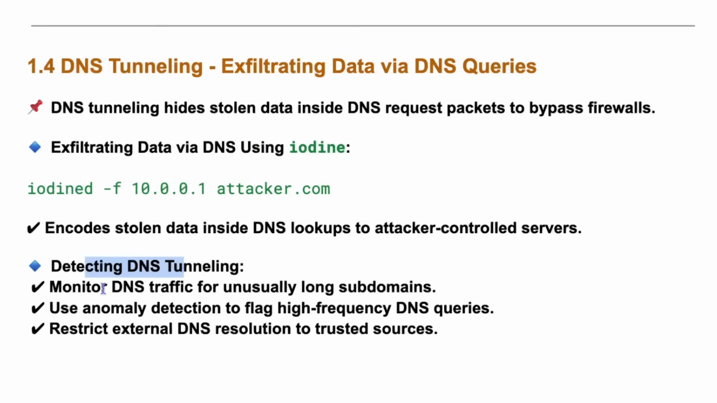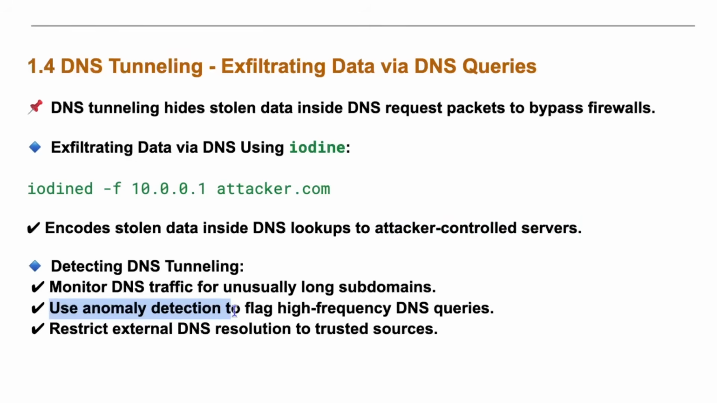So for detecting DNS tunneling, we have monitoring of the DNS traffic for unusually long subdomains, which is one of the hints. It's never going to be something like a short domain name. Long subdomains typically imply that there's some kind of attacker-controlled server that the data is being transferred to, or the connection is being established to, and then you can see, okay, they're probably trying to transfer data out.